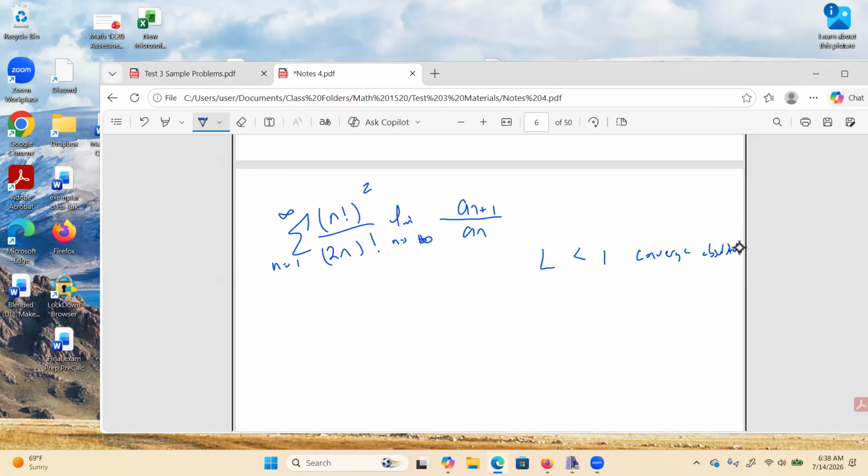If L is equal to 1, then we get an inconclusive result. So inconclusive, can't really say anything about it. The test kind of fails. Do something else. And if L is greater than 1, then we diverge. Because we're dealing with absolute values, even though this is all going to be positive, we need to carry the absolute values in there. When we make our conclusion, we have to remember that we have absolute values.